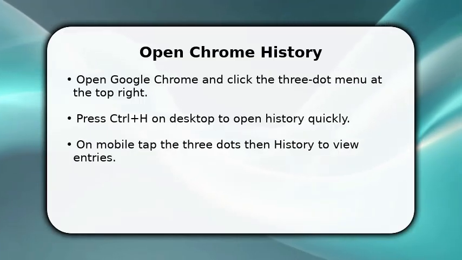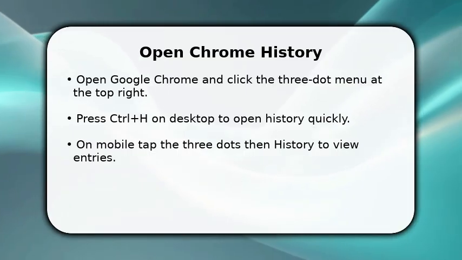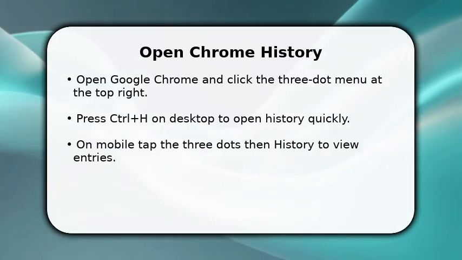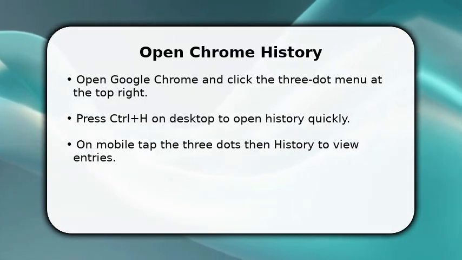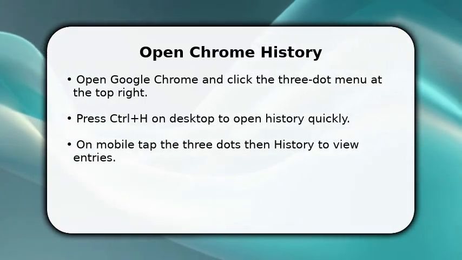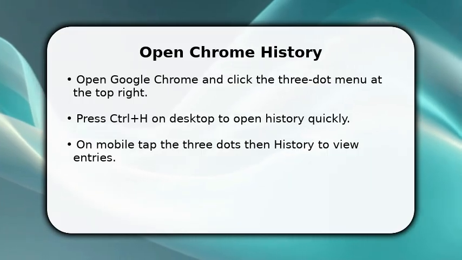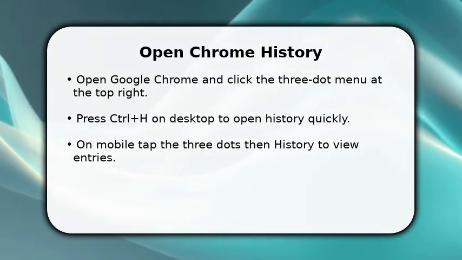Open Google Chrome and start where you usually browse the web. Click the three-dot menu at the top right of the window to reveal options. Select History from that menu to open the Full History tab. Alternatively, press Ctrl+H on desktop for a quick jump to History.